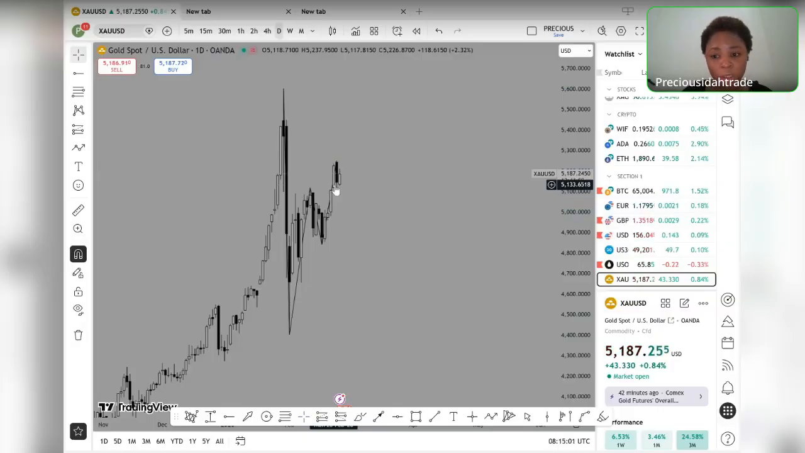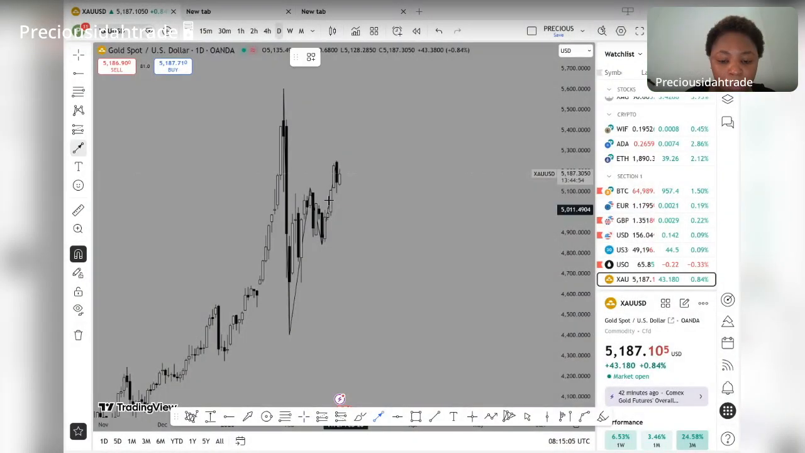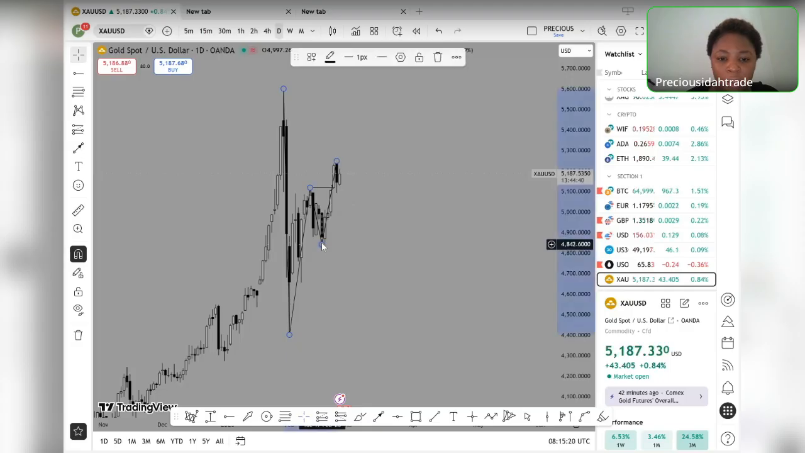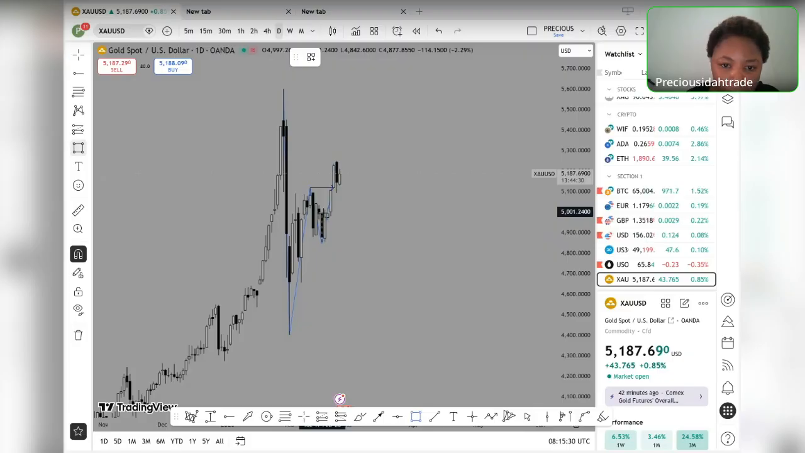So this is a break of structure here, a break of structure to the upside. So this break of structure, we have a low here. Remember, we are buying low and we are selling high. Okay. So because of this low here, let me change the color of this thing to blue or something. Good. Because of this low here, on the higher time frame, this is our order block here. This is our order block here on the higher time frame.